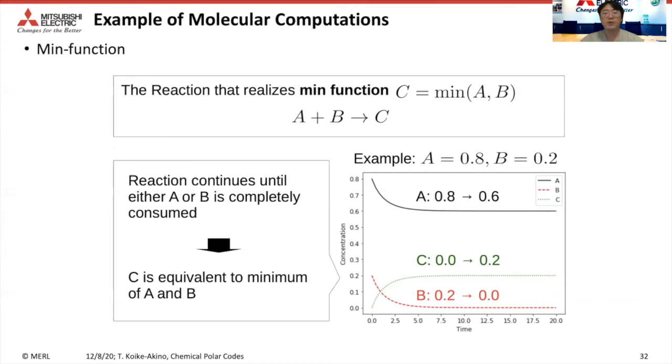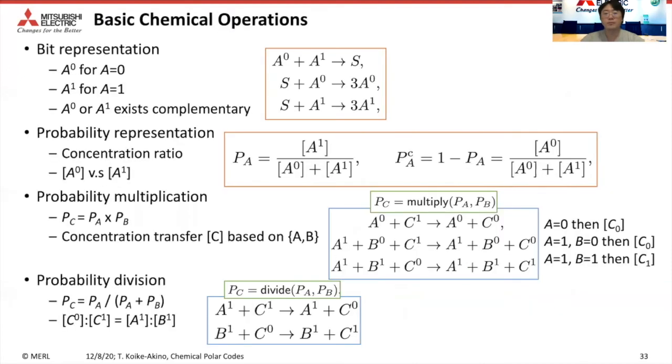The bimolecular reaction A plus B to C can realize the min function. It is because production of C can stop at the minimum concentration of A or B, as shown in this figure. We consider some basic chemical operations for polar codes.